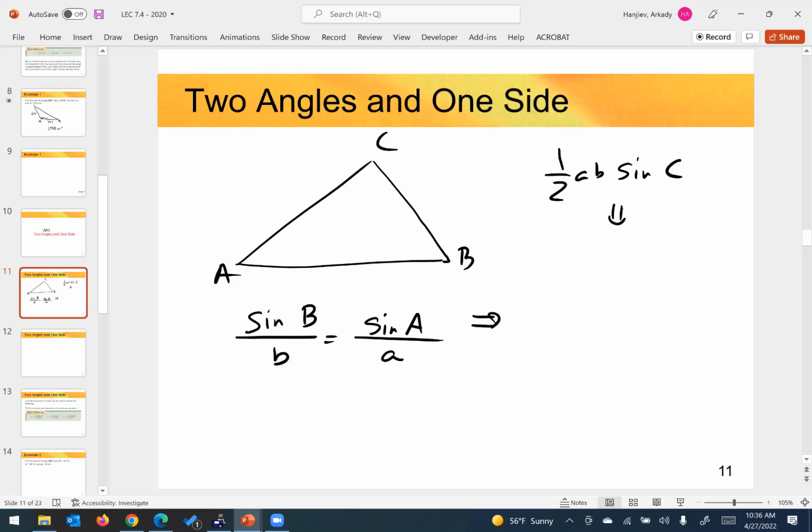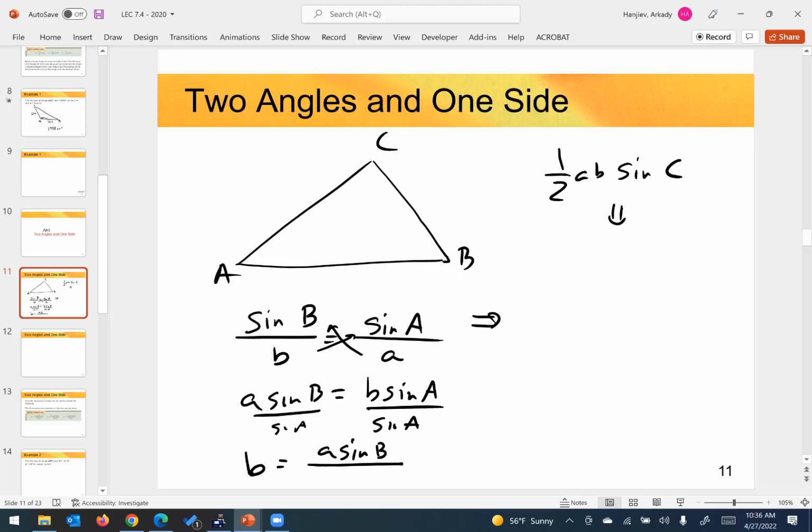Technically it's still, yeah, let's cross multiply these guys. So we have A sine of B is equal to B sine of A, divide by sine of A. So B equals A sine of B over sine of A. Okay, this gets crazy. Let's go for it. Let's plug it in. So I have 1/2. A stays the same, is that right? And then B has now become A sine of B over sine of A, times sine C.